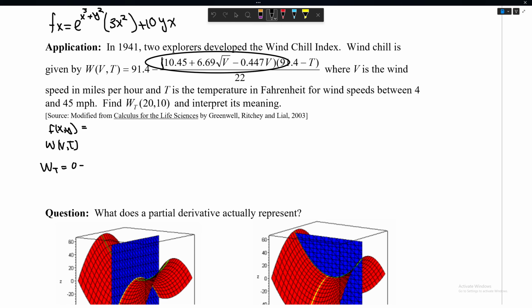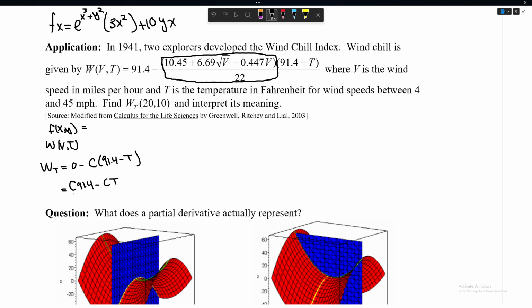10.45 plus 6.69 root v, which we said we're going to treat as a constant, minus 0.447 v. This whole thing is a constant, divided by 22. If I take this and set it as a variable c, and then I continue times 91.4 minus t. Now I've got to derive this, right? So let's say we expand c times 91.4 minus ct.